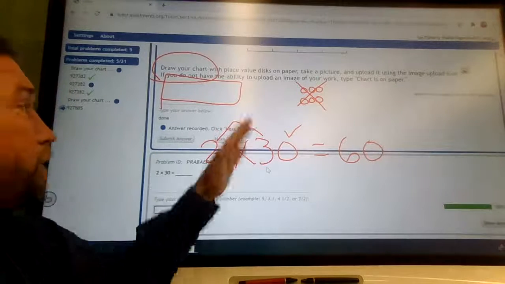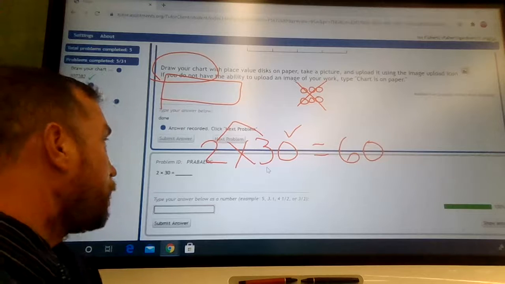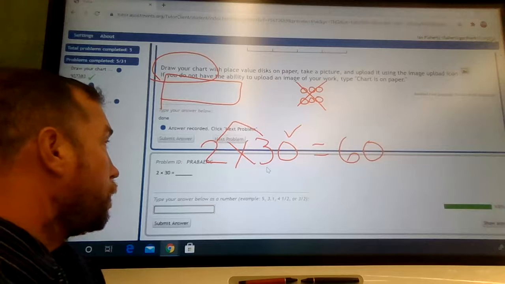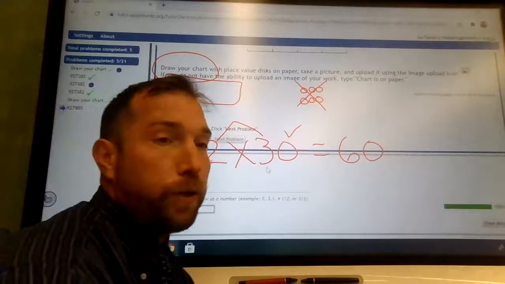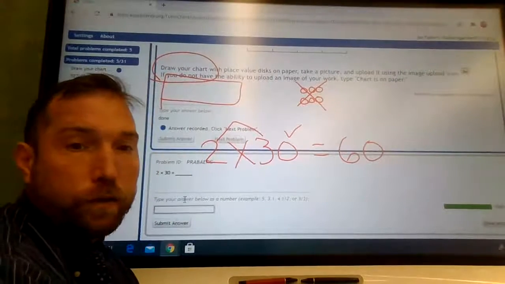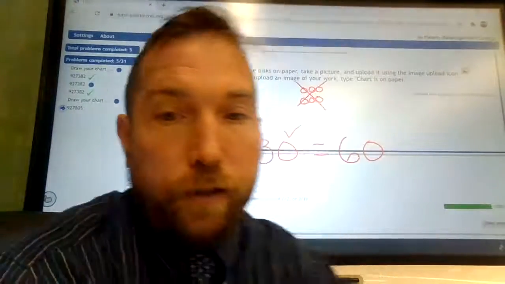Okay? You didn't even have to fill in that other part. All you have to do is the 2 times 30. Again, 2 times 3 makes 6. And then you put the 0 in. And you click on the answer box, right? And you put that same answer in there.